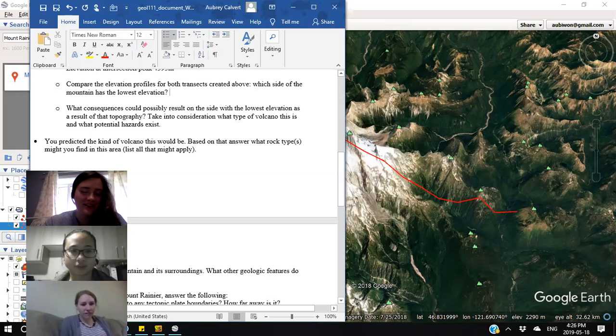What was it? The east side. East side of the volcano. Cool.